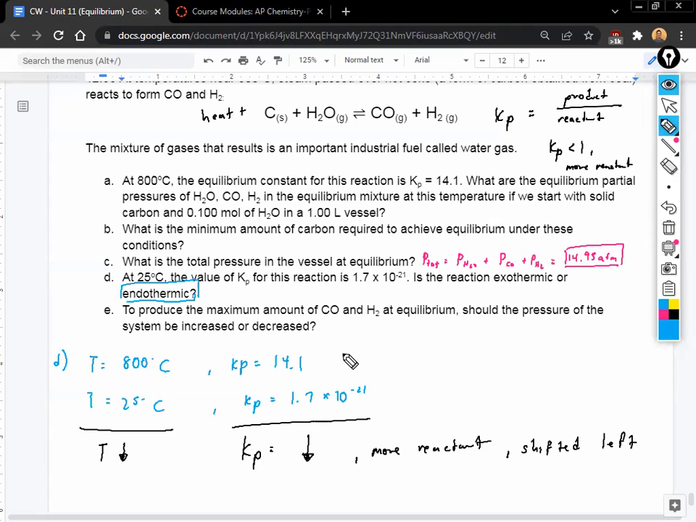Okay, last part. To produce the maximum amount of CO and H2 at equilibrium, should the pressure be increased or decreased? I'll just tell you guys, you want to decrease the pressure, because you want it to shift to the product.